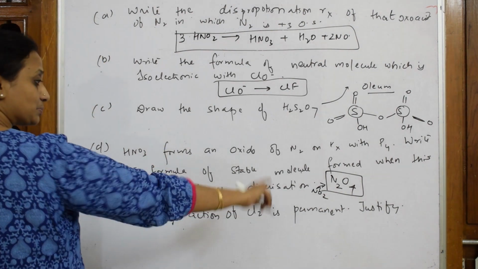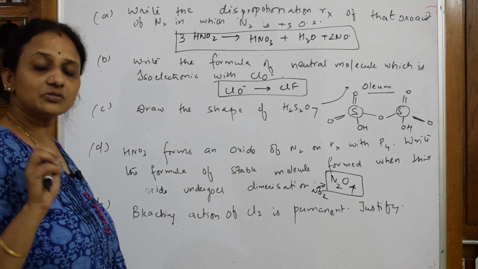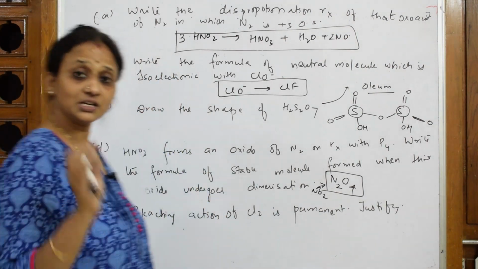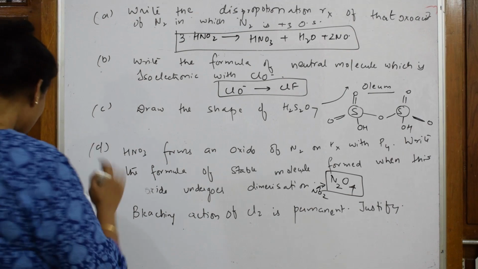What is the reaction? Is it permanent? Justify. That means because of the presence or release of nascent oxygen, it shows bleaching properties. They want you to write the reaction. Let us write the reaction.